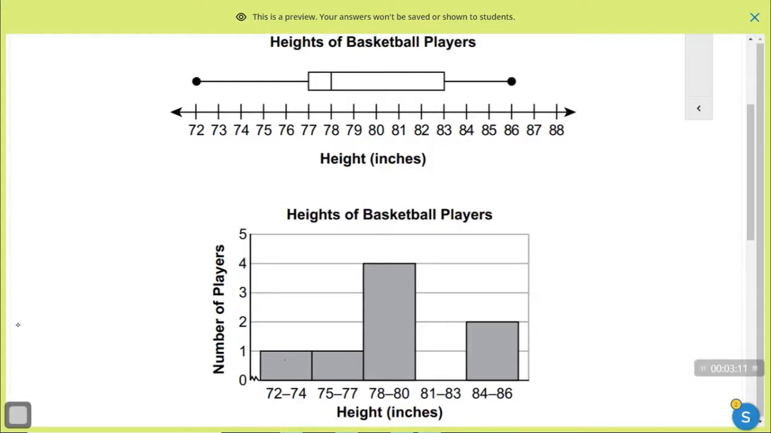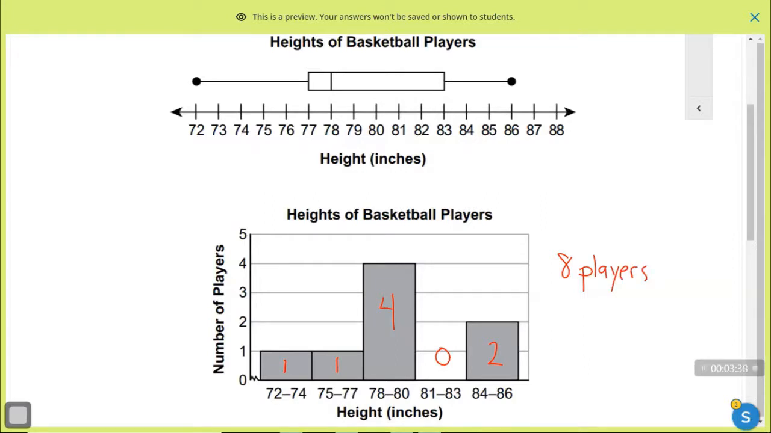Our histogram shows that between 72 and 74, there's 1. Between 75 and 77, there's 1. Between 78 and 80, there are 4 basketball players. Between 81 and 83, there are no basketball players. And between 84 and 86, there are 2. If I add all of those up, I find that we have a total of 8. All right, there's a total of 8 players altogether.